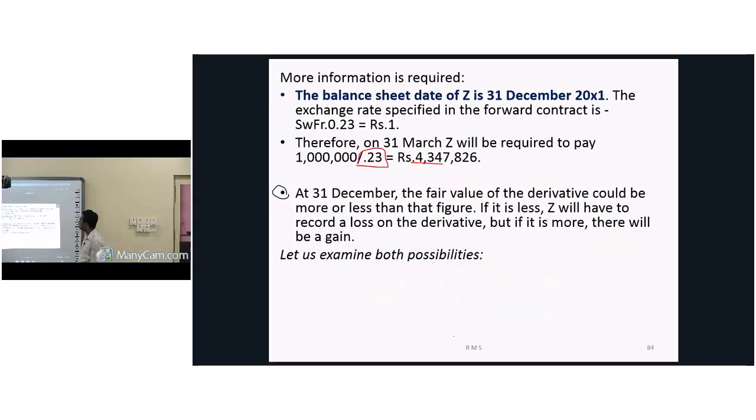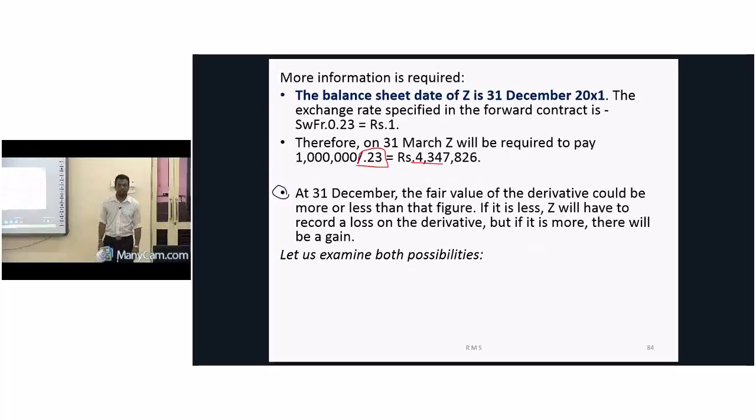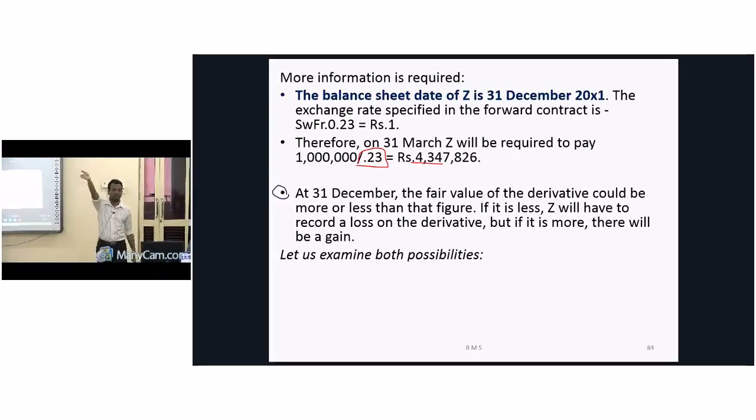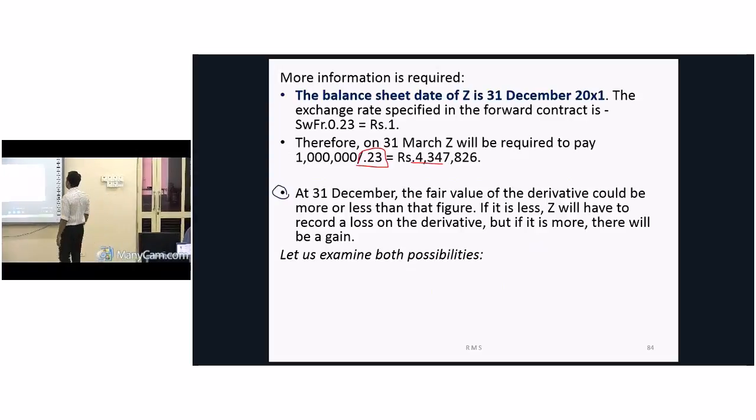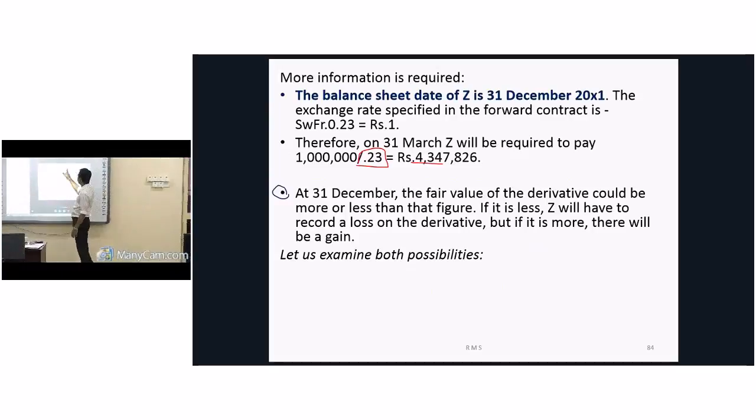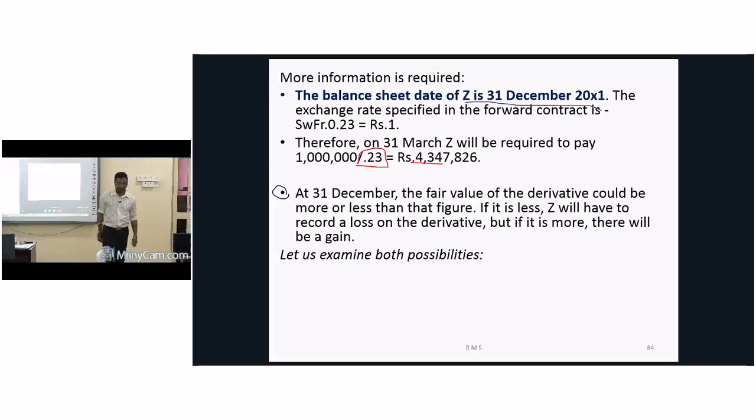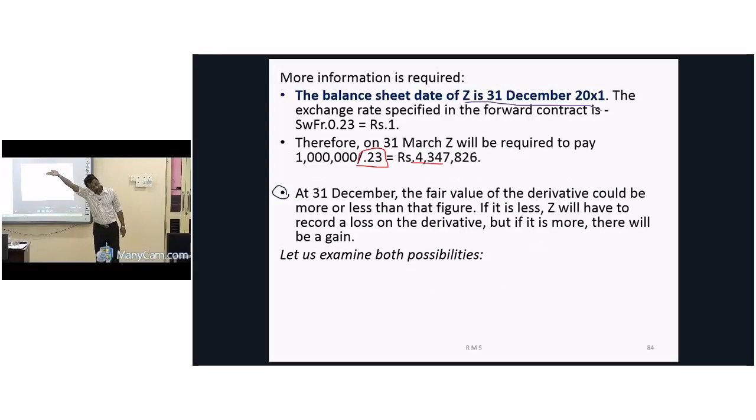Look, we need to have more information. The basic information you have to remember: we are going to buy 1 million Swiss francs on a certain future date. Let's assume my year end is 31st December of each year. I am going to hedge this, according to the facts, on November 30th. My year end will be December 31st. Settlement date will be next year March 31st.